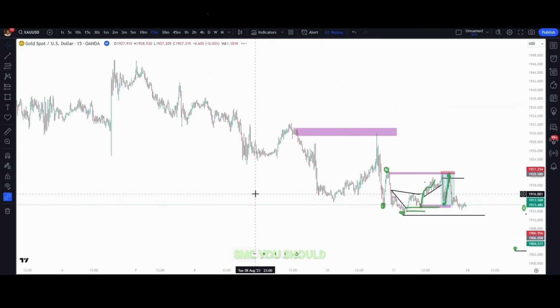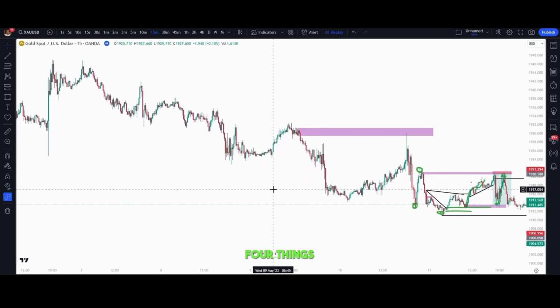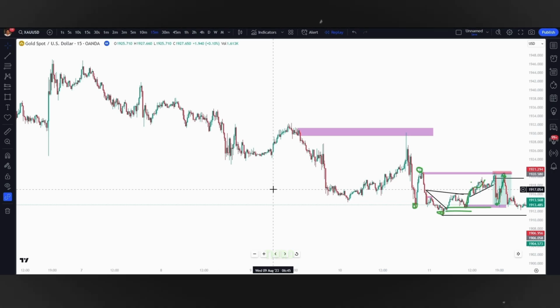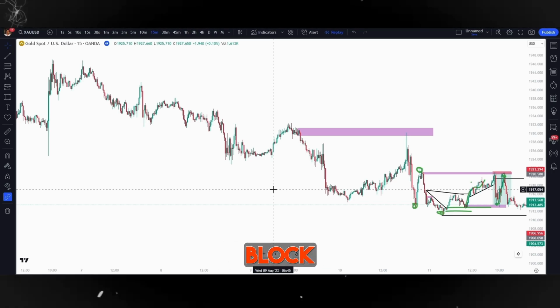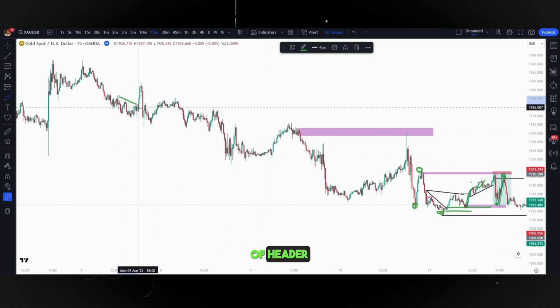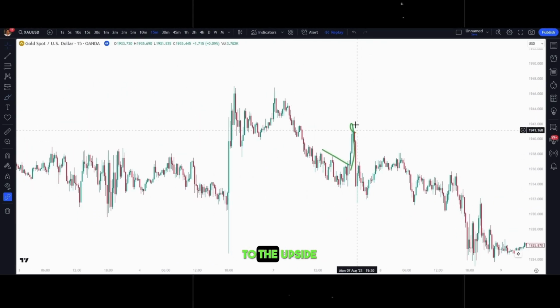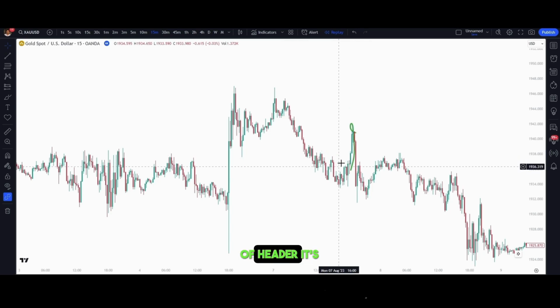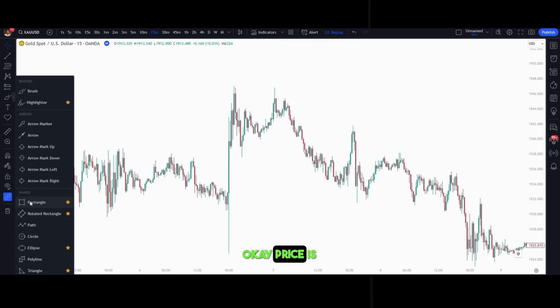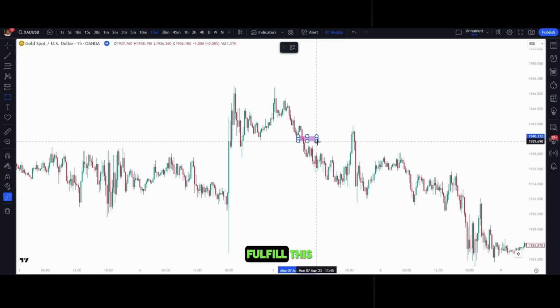Okay, if you are trading SMC, you should only focus on 4 things: first, direction, where the market is heading to. Second, where is imbalance. Third, liquidity, and fourth, order block. So don't think this is change of character. If price is suddenly going to the upside, don't think this is change of character. It's just a liquidity sweep. Price is going to the upside because it wants to fulfill this imbalance, and price will fulfill this imbalance.